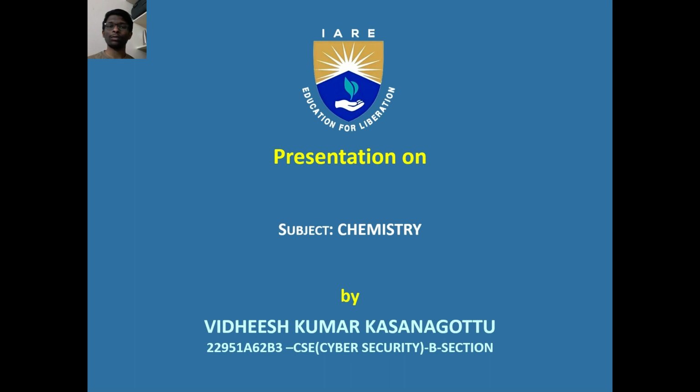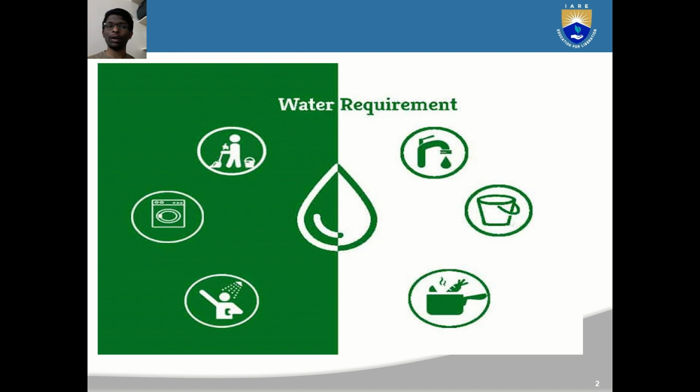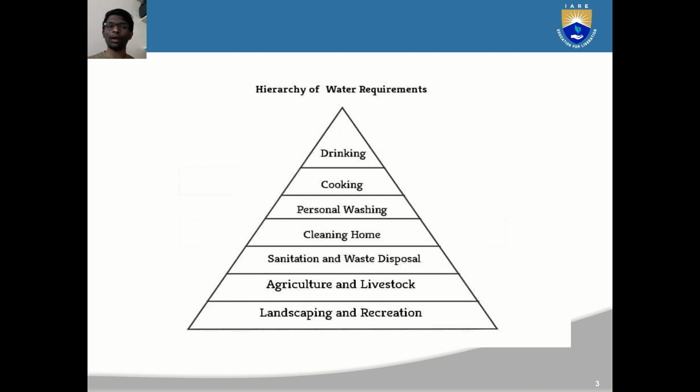Today, in the subject of chemistry, I am going to talk about the prerequisites of drinking water. The diagram represents the water requirement in our daily life. Water is used in cleaning, bathing, cooking, and for other domestic purposes. It is the hierarchy of water requirements. This majorly contains drinking, cooking, personal washing, cleaning home, sanitation and waste disposal, agriculture and livestock, landscaping and recreation.